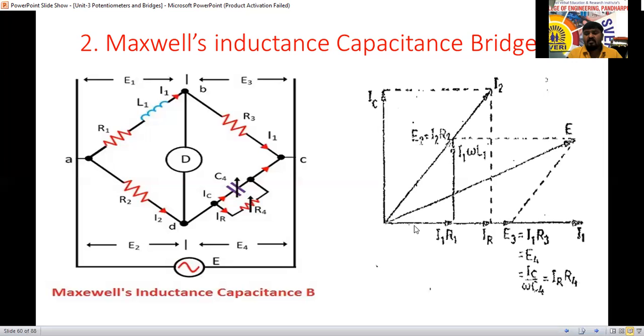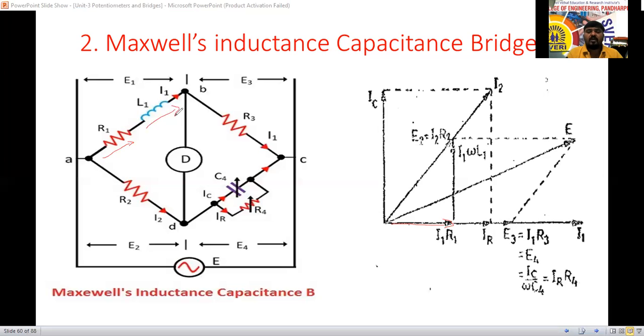We are going to take the current I1 as a reference. See here, the current will start to flow here. I1 R1 is the voltage drop across this one, that is in phase with I1 only. So I will mark that here, I1 R1. Next, it will go to the I1 L1 here now.